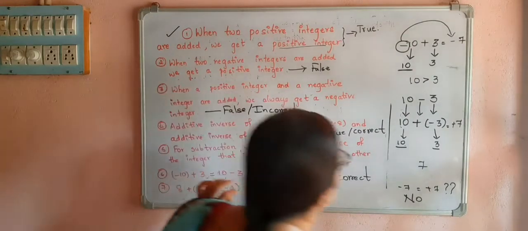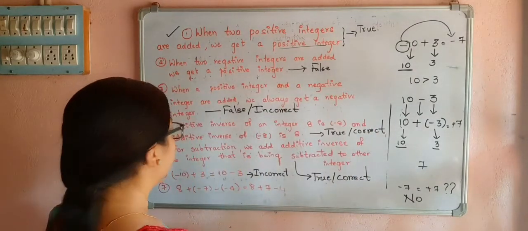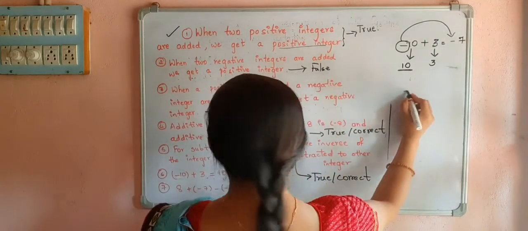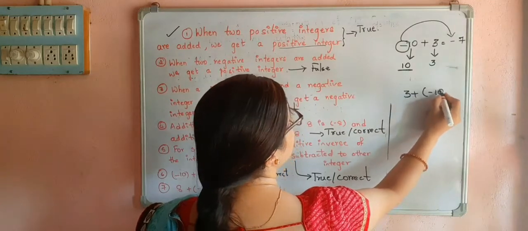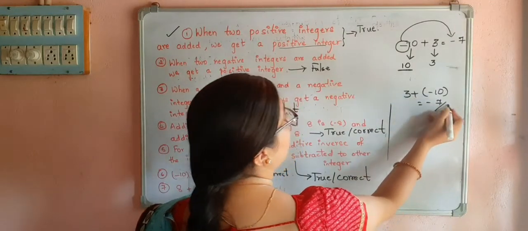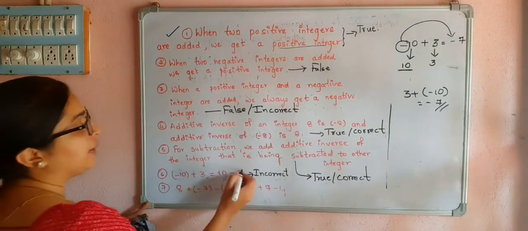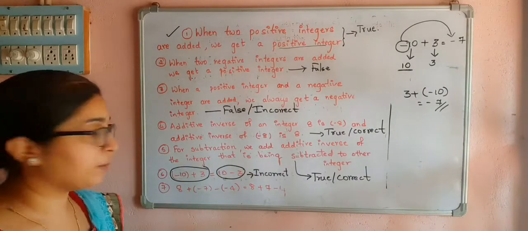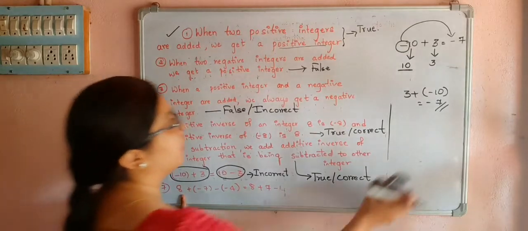But if they had mentioned it as 3 minus 10, or like this, 3 plus minus 10, this would be minus 7. But 10 minus 3 is not equal to minus 10 plus 3.